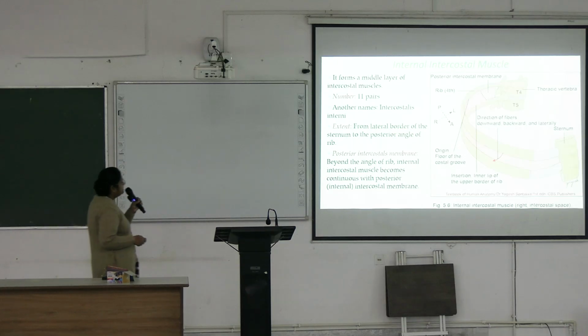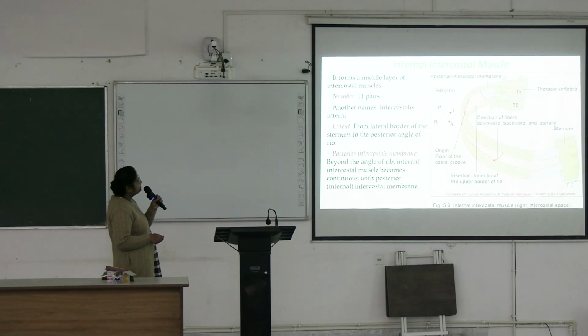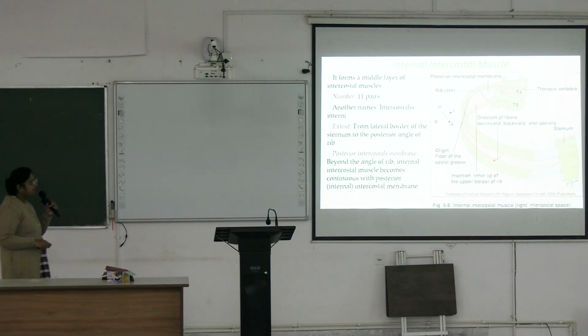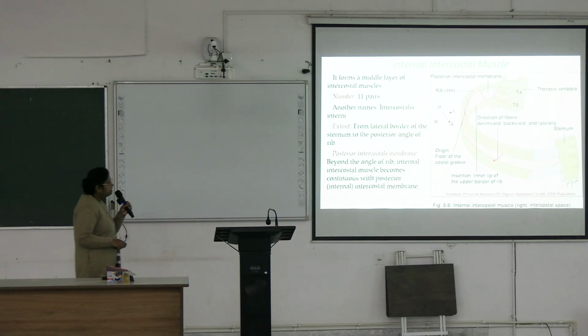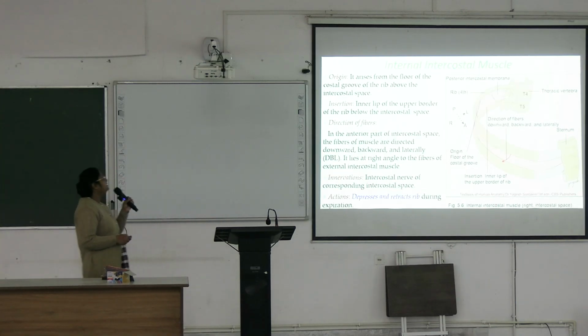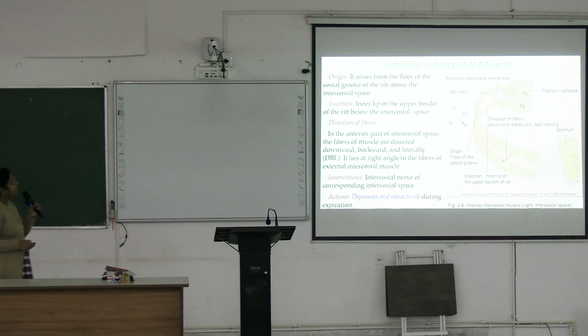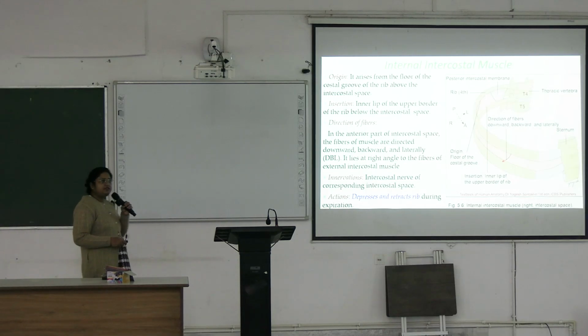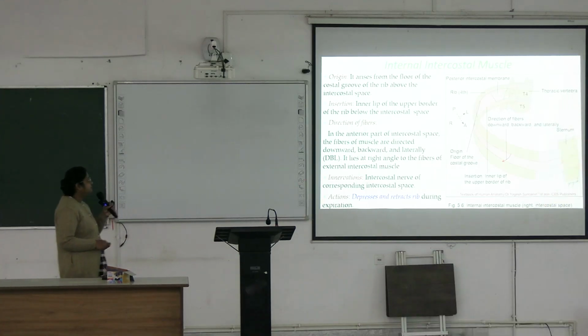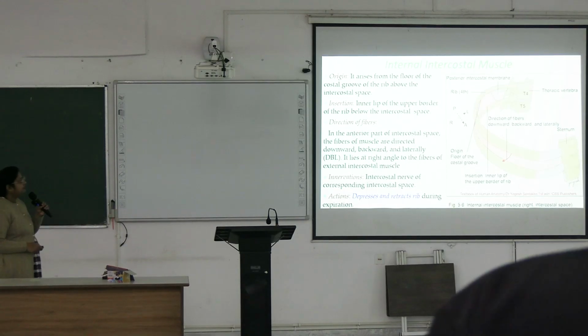So extent is from the lateral border of the sternum to the posterior angle of the rib, and posterior intercostal membrane: beyond the angle of the rib, the internal intercostal muscle becomes continuous with the posterior or internal intercostal membrane. Okay, so origin of this internal intercostal arises from the floor of the costal groove of the rib above the intercostal space, insertion into the inner lip of the upper border of the rib below the intercostal space. Direction of fibers in the anterior part of the intercostal space, fibers of muscles are directed downward, backward and laterally.